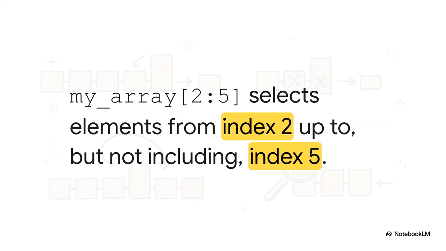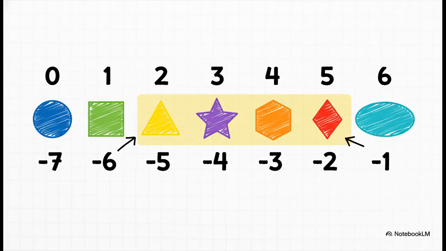This syntax right here, myArray[2:5], is the key. It grabs all the elements starting at index 2 and goes up to but not including index 5. That last part is a classic Python rule you have to burn into your brain. The start is inclusive, but the end is exclusive. And it gets even cooler. You can use negative numbers to count from the end of the array. So -1 isn't an error, it's just the very last element. -2 is the second to last, and so on. This gives you amazing flexibility for grabbing data.